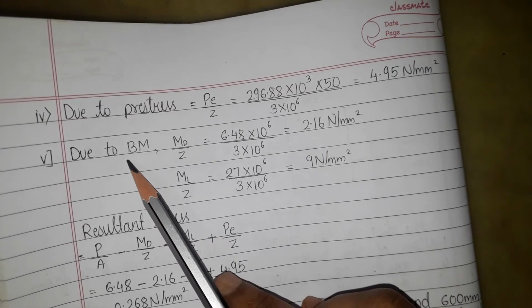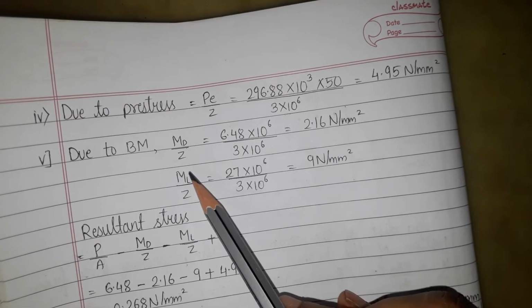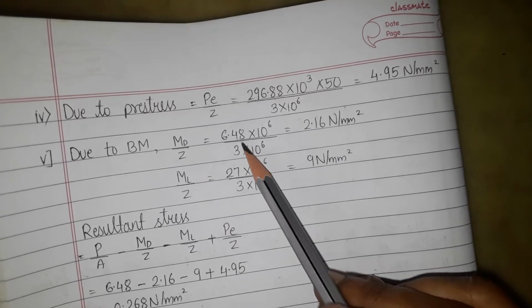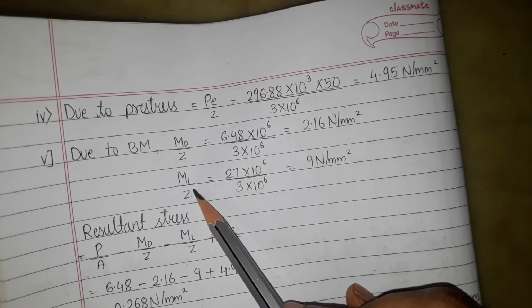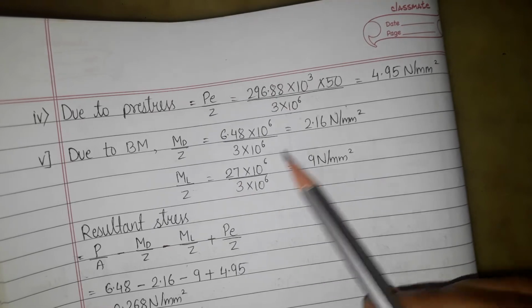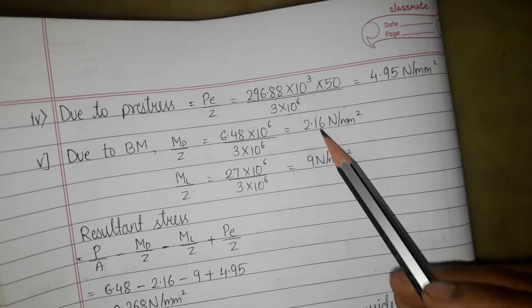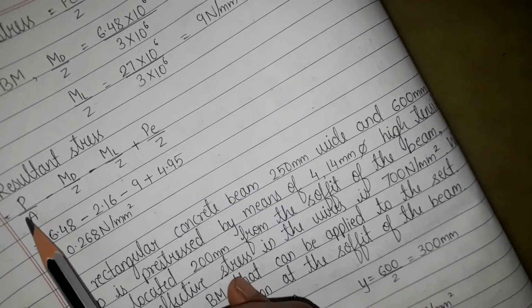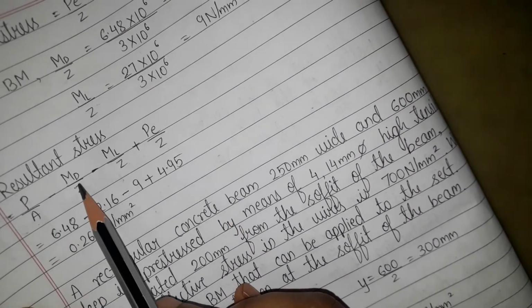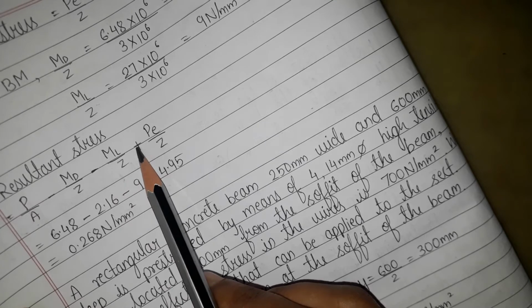Then due to bending, that is MD by Z, ML by Z. MD we know, and ML we have also calculated previously. So we got the stresses due to bending. The final stress is P by A minus MD by Z minus ML by Z plus P by Z.